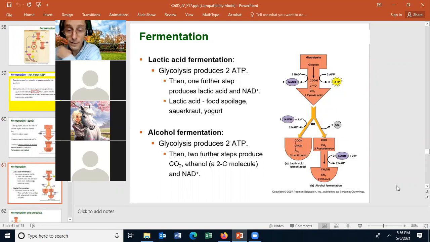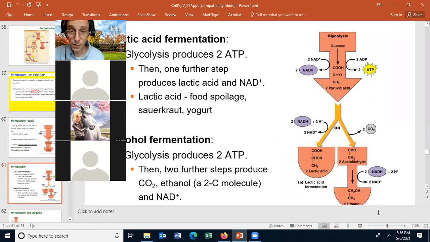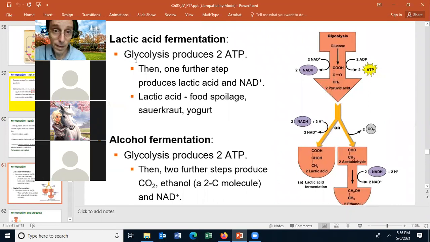All right, so this is showing you lactic acid fermentation, which our muscle cells can do. It's also how we make lactic acid in yogurt, sauerkraut, in most cheeses like cheddar cheese, every cheese you can think of except for Swiss cheese.